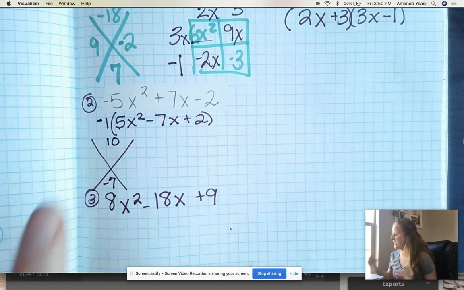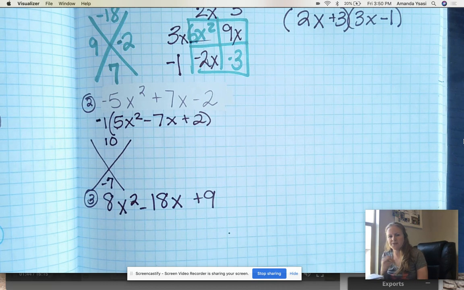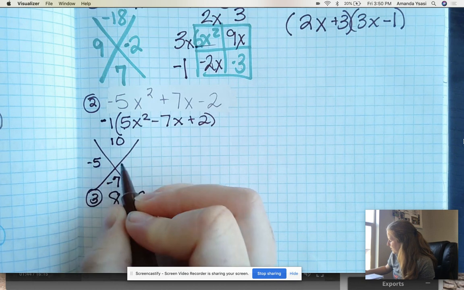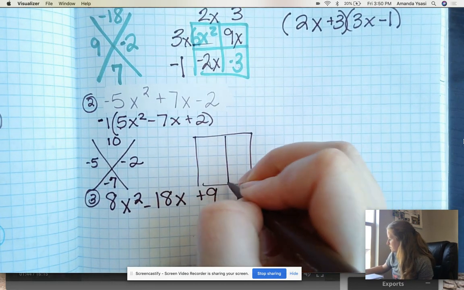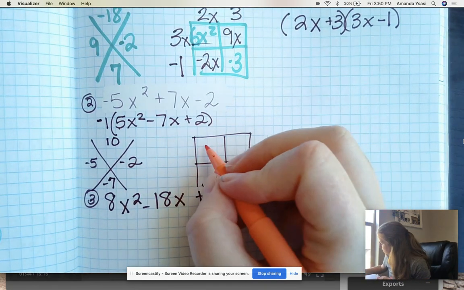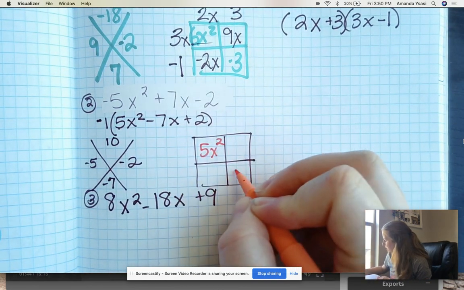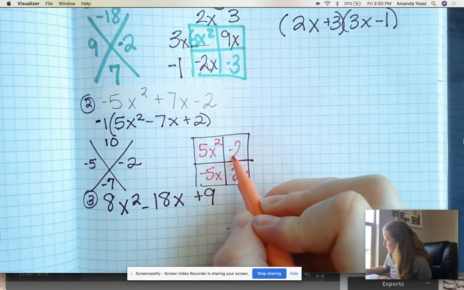So to get 10, I could do 5 times 2. And then if I add those, that's 7. But I need negative 7. So that'd be negative 5 and negative 2. Okay, and then our box. Let's see if I can find a different color. And this is 5x squared and 2. And this is negative 5x. And this is negative 2x.